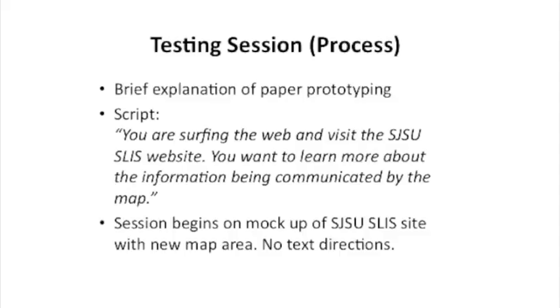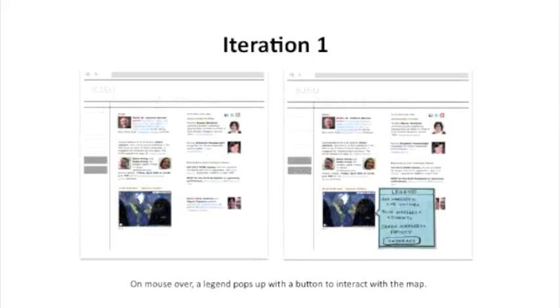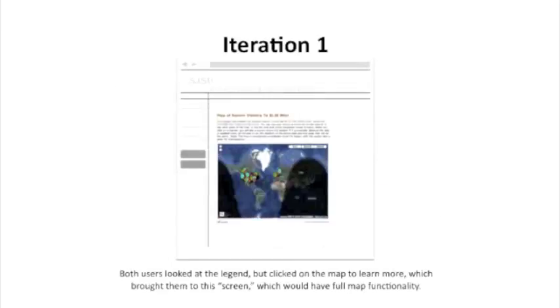And I made a mock-up of the SLIS website with a new map area, and here's what it looks like. I removed the text directions from the area. And so on mouse over, a legend pops up with a button to interact with the map. And this is actually the exact sketch that I did in homework 2 for how the pop-up looked.